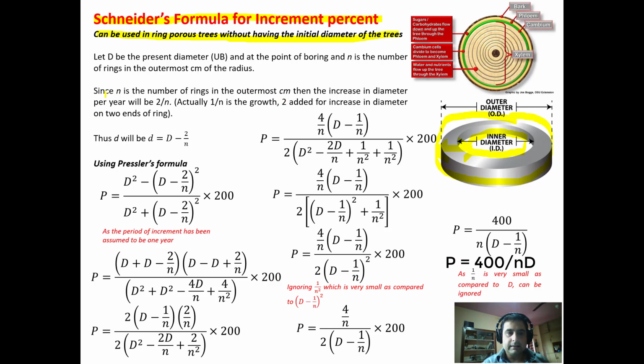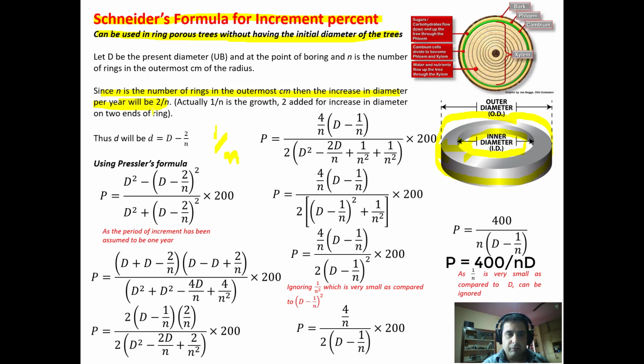Since n is the number of rings in the outermost centimeter, the increase in diameter will be 2n. Actually, we have to see the last centimeter of the bore. If in the last centimeter we have one or two rings, which can be denoted by n, the number of rings, then the increase in diameter per year will be 1 upon n.